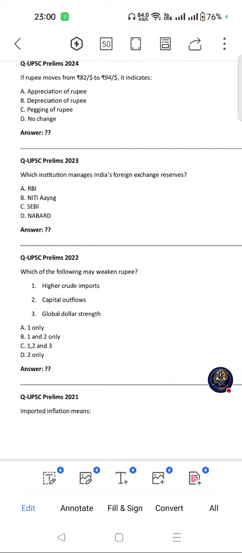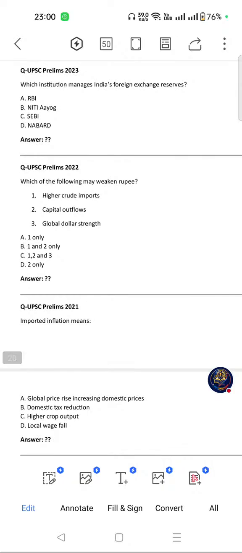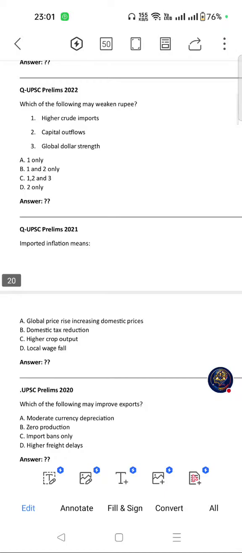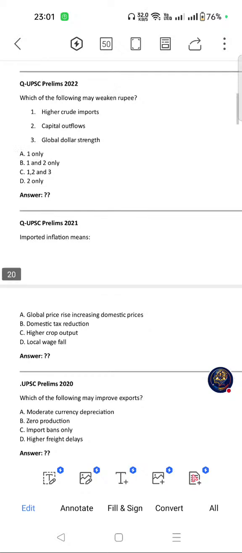Depreciation of rupee. Which institution manages India's foreign exchange reserves? A. RBI. Which of the following may weaken rupee? 1. Higher crude import. 2. Capital outflows. 3. Global dollar strength. The correct answer is C, 1, 2, 3 all are correct.